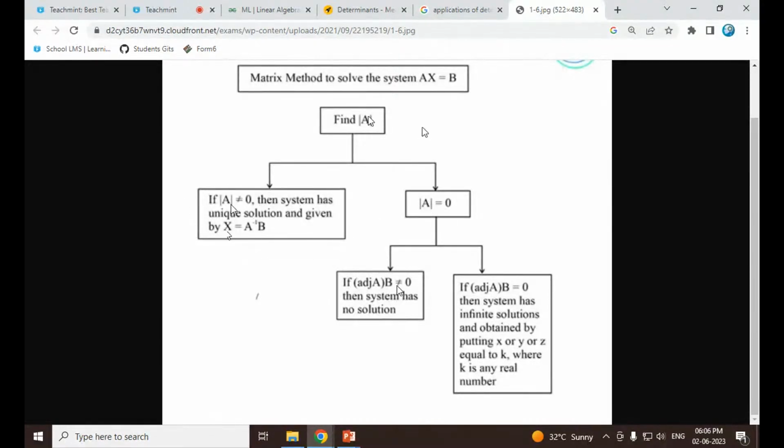If the determinant is 0, then we have 2 options. If adjoint of A times B is not equal to 0, then the system has no solution. If adjoint of A times B is equal to 0, then the system has infinite solutions, and we obtain them by putting x, y, and z equal to k, where k is any real number that you can choose.